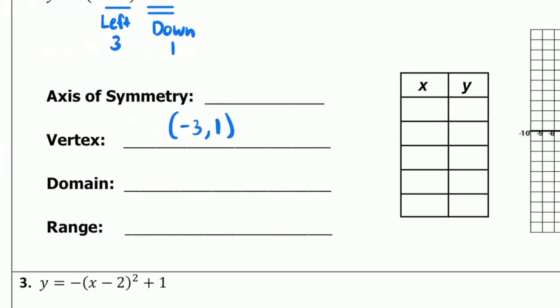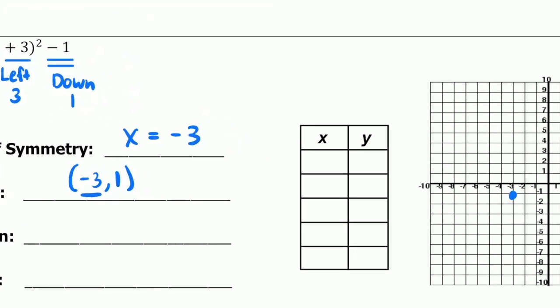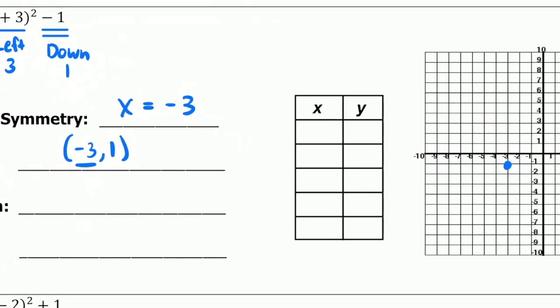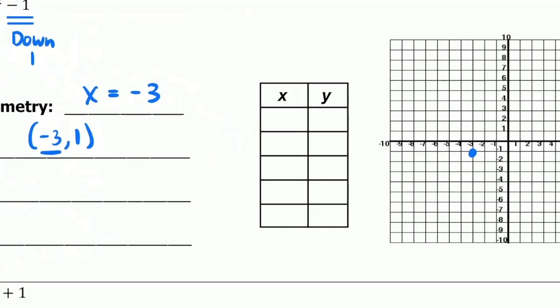And again, my axis of symmetry is going to be at that same point, with x equal to the x value of my vertex. So x equals negative 3. And then I'm going to go ahead and put that line there just so I know where it is.